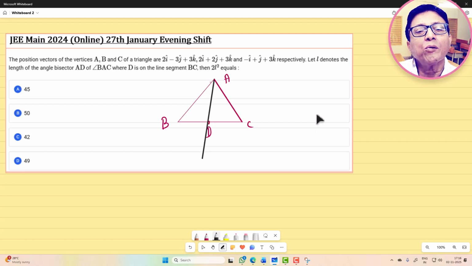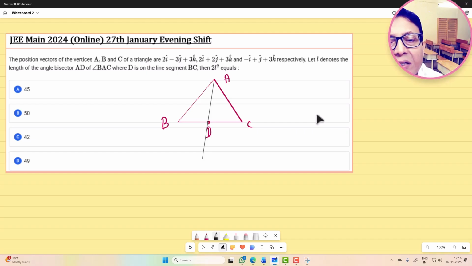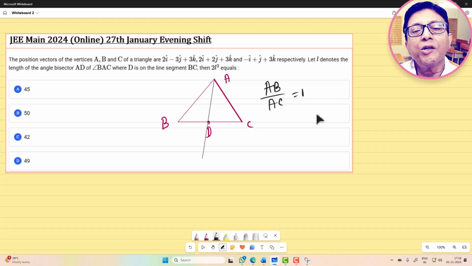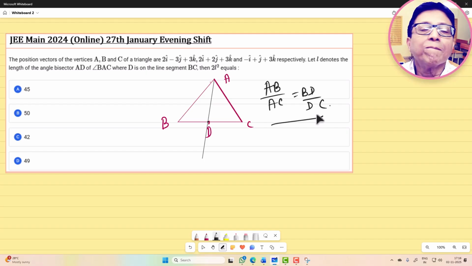I'll remind you of that class 9 or 10 theorem: the angle bisector will divide BC in the ratio of the lengths of the sides. That AB by AC is going to be BD by DC. Okay? So let us find AB first.